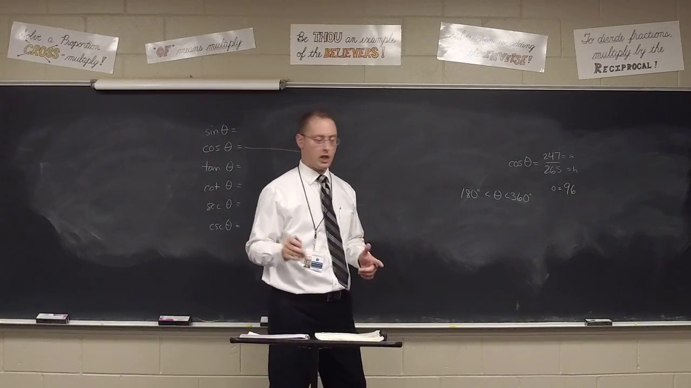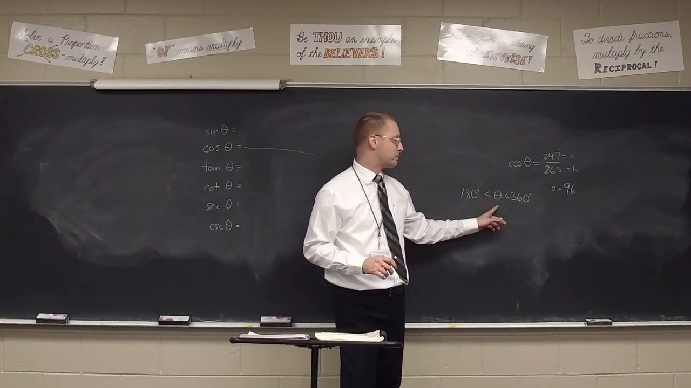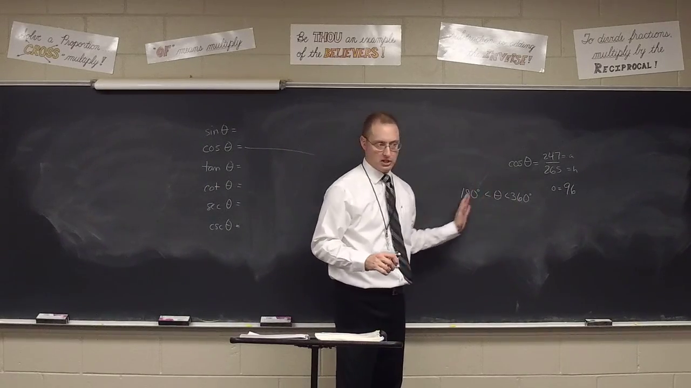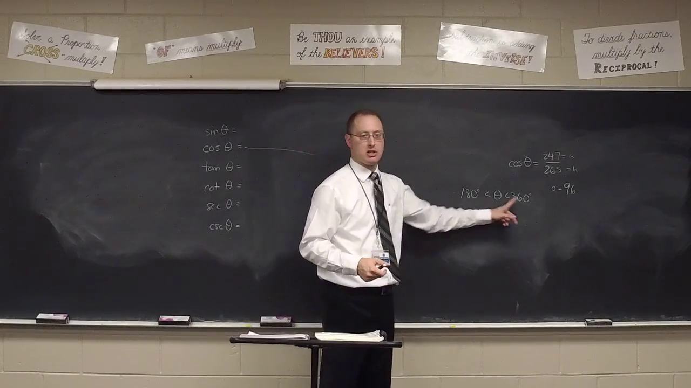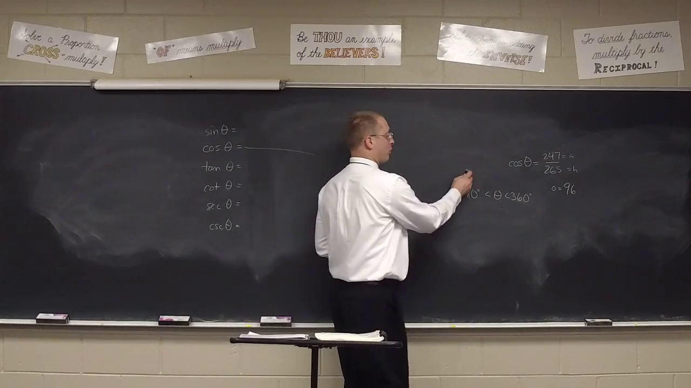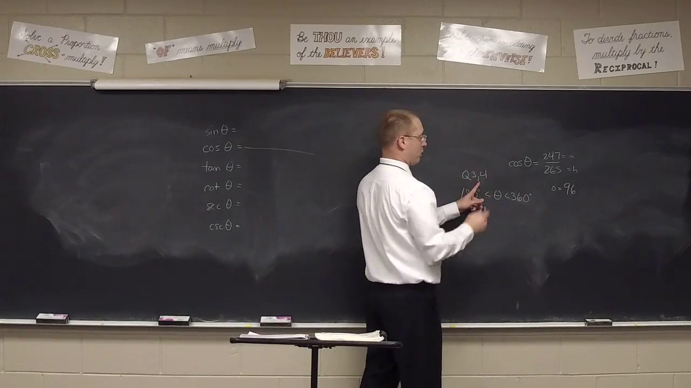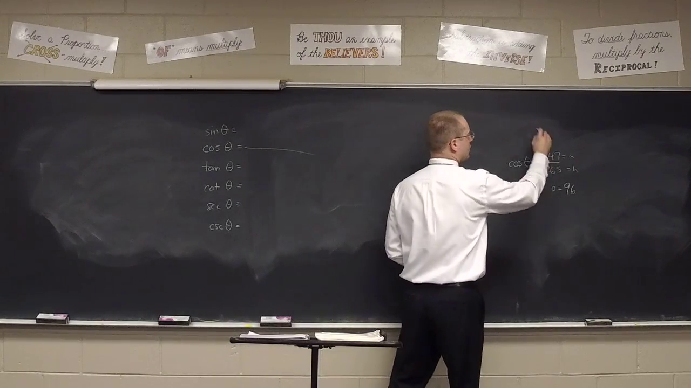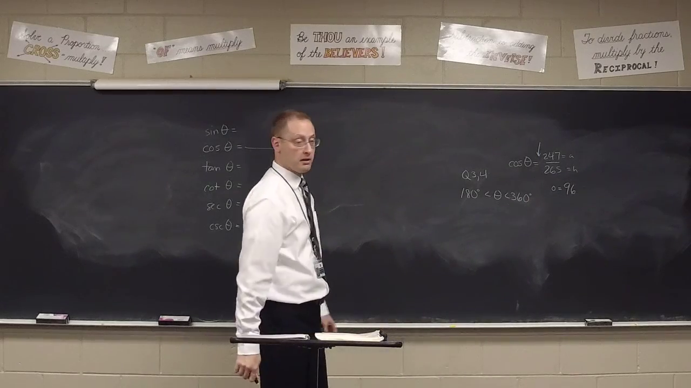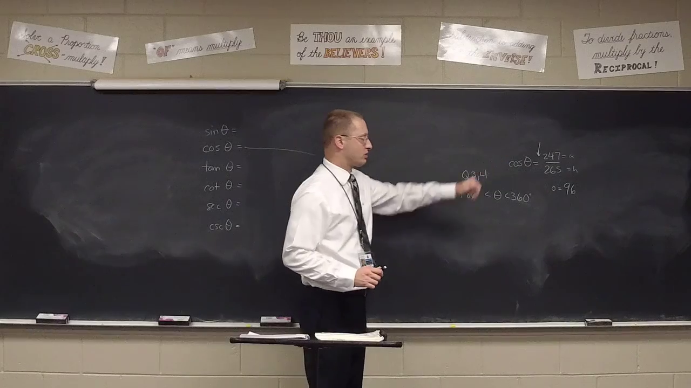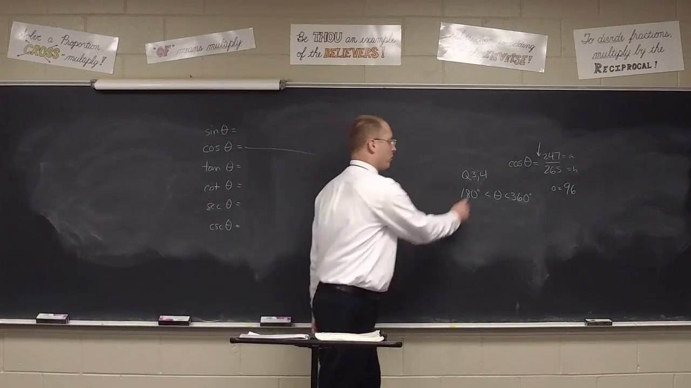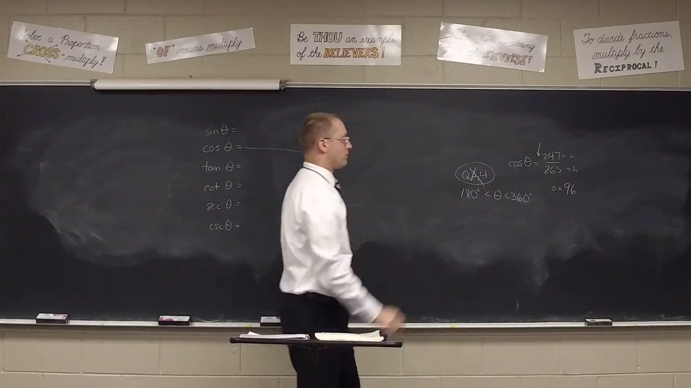Another way of reading this, class, is that theta lies between 180 and 360. Which quadrants lie between 180 and 360, class? 3 and 4. Quadrants 3 and 4. So I know I'm dealing with either quadrant 3 or 4 here. Notice cosine is advertised as being positive. Which of these possible quadrants will cosine be positive? 4. Quadrant 4. So evidently we're dealing with a quadrant 4 angle.